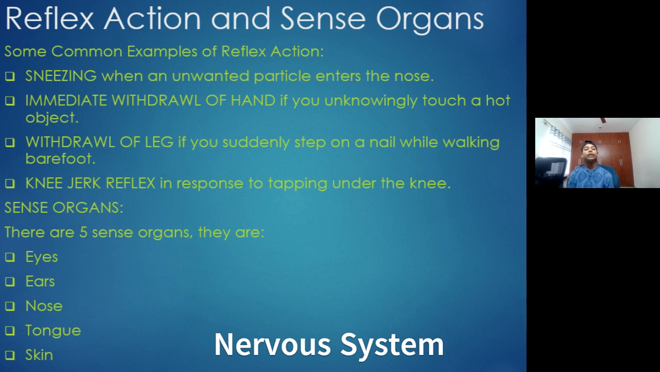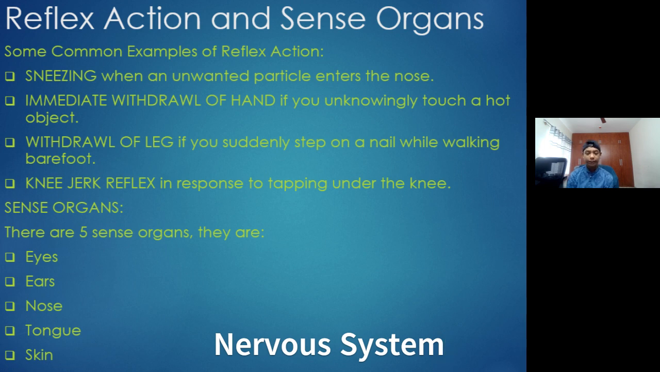Then there is the withdrawal of your leg, which I have already given you as an example. While you're walking barefoot, you step on a nail and immediately withdraw your leg because no thinking is required. Another example is the knee jerk reflex in response to tapping under the knee.